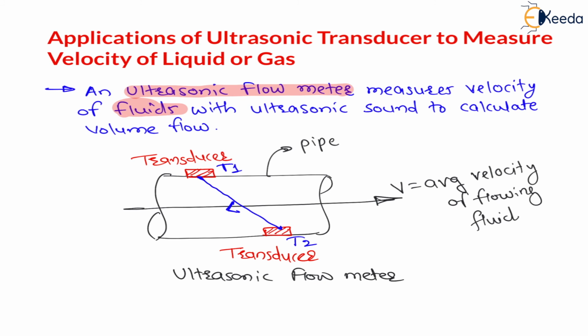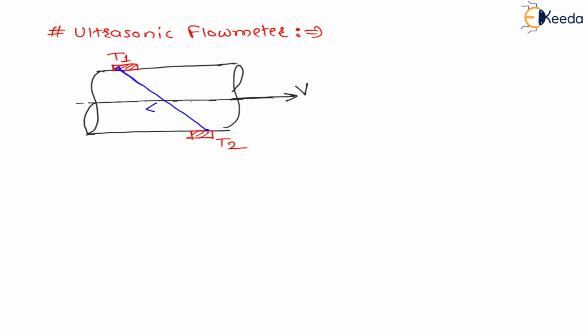Now let us understand how this ultrasonic flow meter is used for the measurement of velocity of any fluid. Here transducer T1 and transducer T2 both act as emitters of ultrasonic sound, as well as receivers of ultrasonic sound. Initially, let us say transducer T1 acts as the emitter, and T1 emits the ultrasonic sound towards transducer T2. Let us say the velocity of ultrasonic sound traveling towards T2 is u.